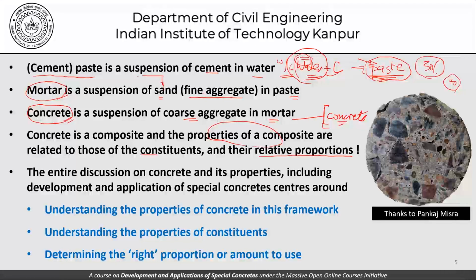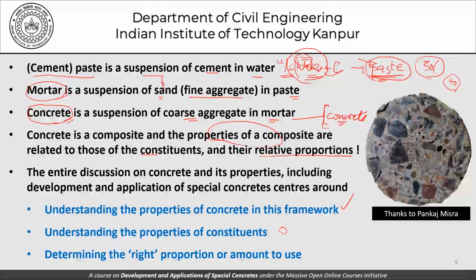The entire discussion on concrete and its properties, including the developments and application of special concrete, centers around understanding the properties of concrete in this framework. That is the framework of cement being added to water to get paste, sand being added to paste to get mortar, and coarse aggregates being added to mortar to get concrete. So this is how we will approach this subject. Understanding the properties of the constituents is something which we will not do greatly in this course. We'll assume that you know how to carry out the tests and determine the properties of the constituents, whether it is sand, cement, coarse aggregates, and so on.